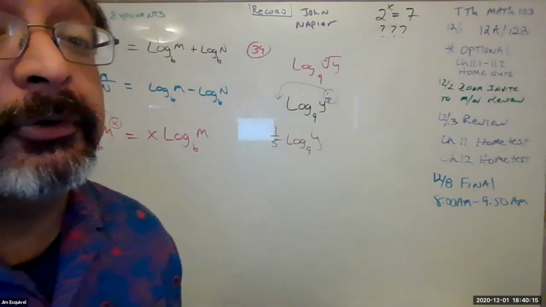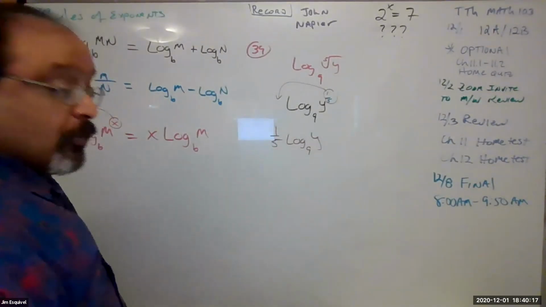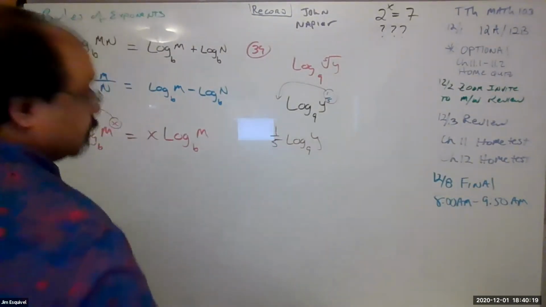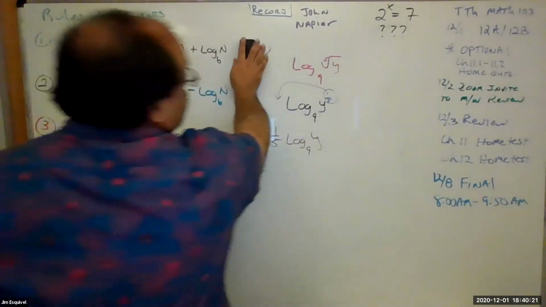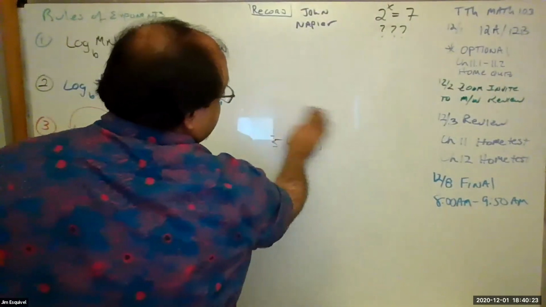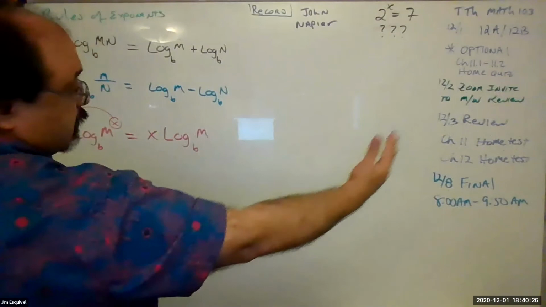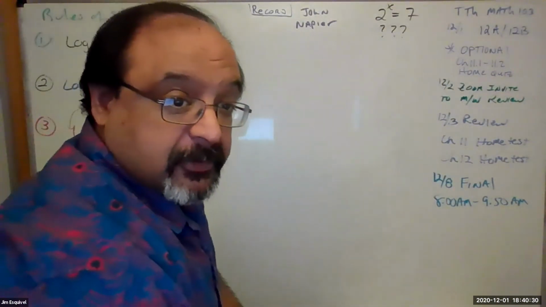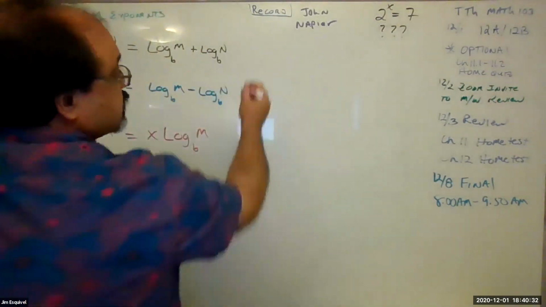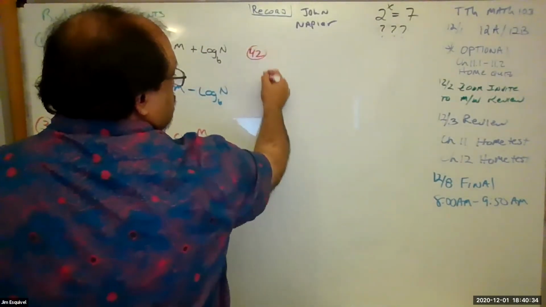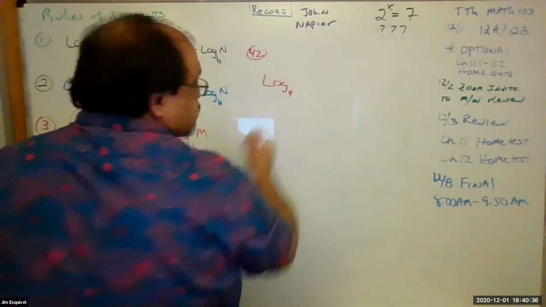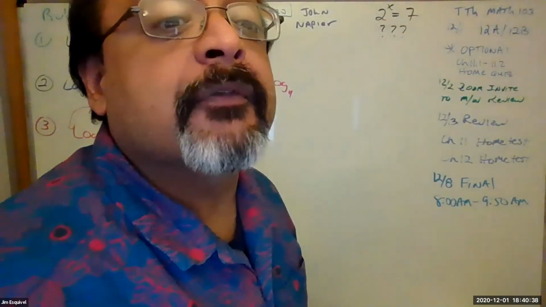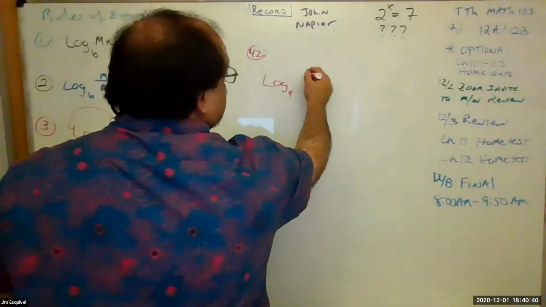Number 42, they want you to separate the logarithm. So we did one where we put it back together and made it back into one logarithm. Now they want us to take it apart. 42 is log base 4 of x to the 5th over y.